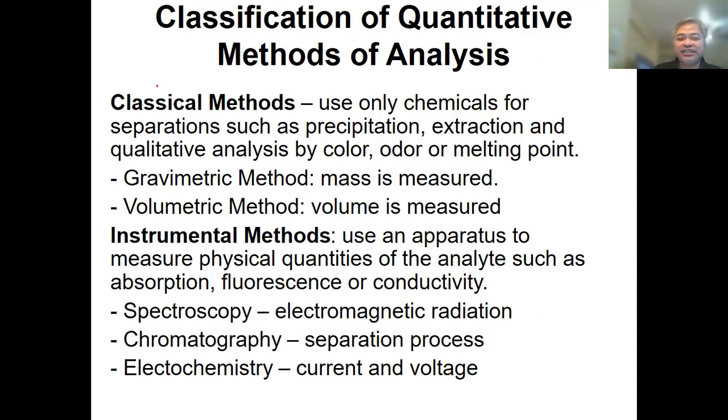So ito yung tinatawag nating classical, traditional, or we could say wet method. So in the traditional classical method, you have chemicals for separations such as precipitation and extraction, and quantitative analysis by color, odor, or melting point. So you have two main methods there, gravimetric method and volumetric method. In the gravimetric method, you use mass. In volumetric method, you use volume. Ano yung common volumetric method na ginawa na ninyo?